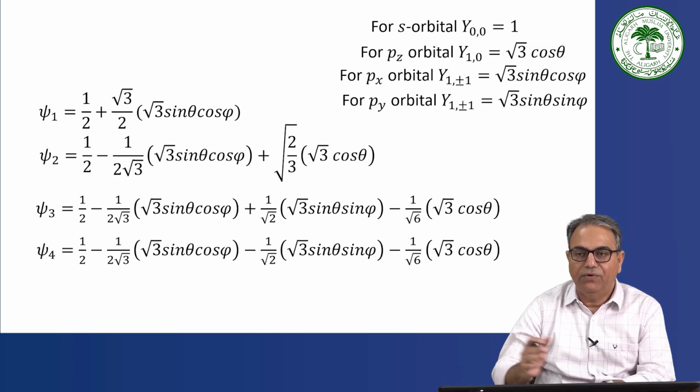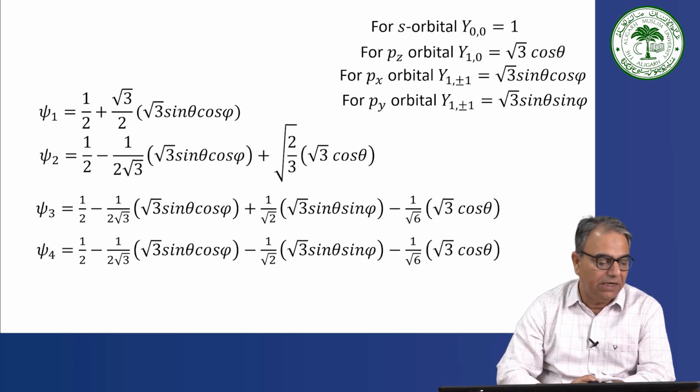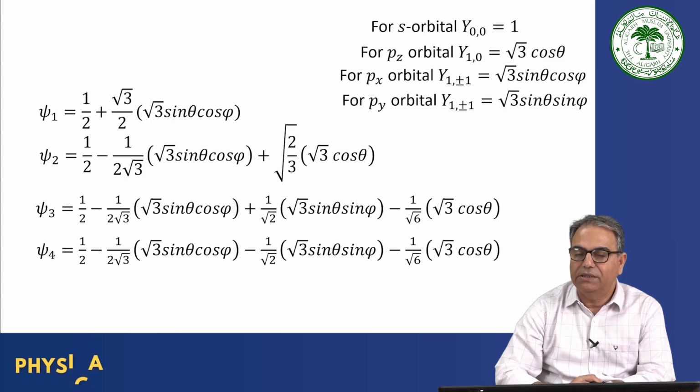Okay. If you go for angular functions, and you write the spherical harmonics in the same fashion as we did earlier, the relative value of S orbital is 1, the relative value of Pz orbital is root 3 cos theta, the relative value of Px orbital is root 3 sin theta cos phi, and the relative value of Py orbital is root 3 sin theta sin phi.